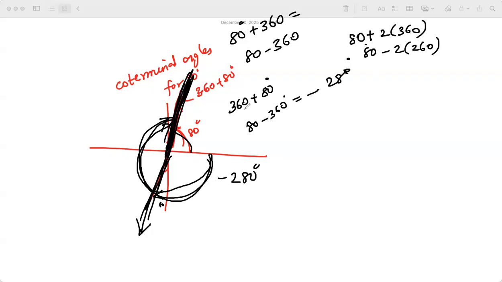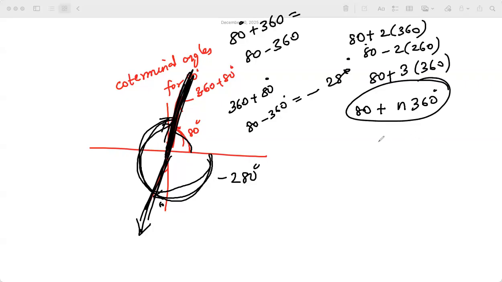That means you're going around and around and around. 2 circles, 1 circle. Or if you want, you can go 80 plus 3 times 360. So to find a coterminal angle, what you can do is 80 plus n times 360. These are all coterminal angles. Or you can calculate if it is in radians: your angle theta plus 2 pi n. That you can do. Make sense?